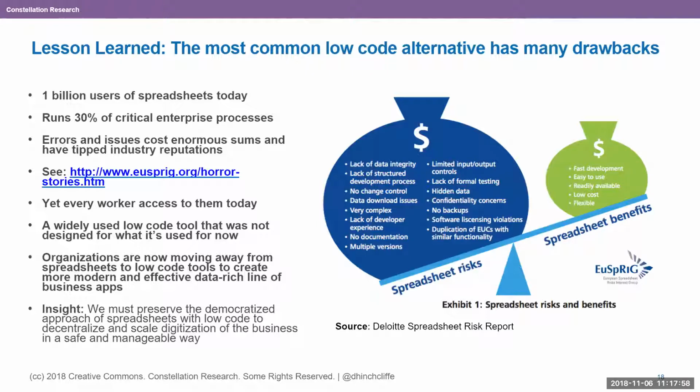And what's interesting is, and I've been working in low code, before it was called low code, for over 10 years, the number one low code alternative is actually spreadsheets. There's over 1 billion users of them today. 30% of critical enterprise processes are being run on them. As you can see from the Deloitte spreadsheet risk report on the right, there's a lot more risks than there are benefits. Yet that's the only low code tool that the average user has today.